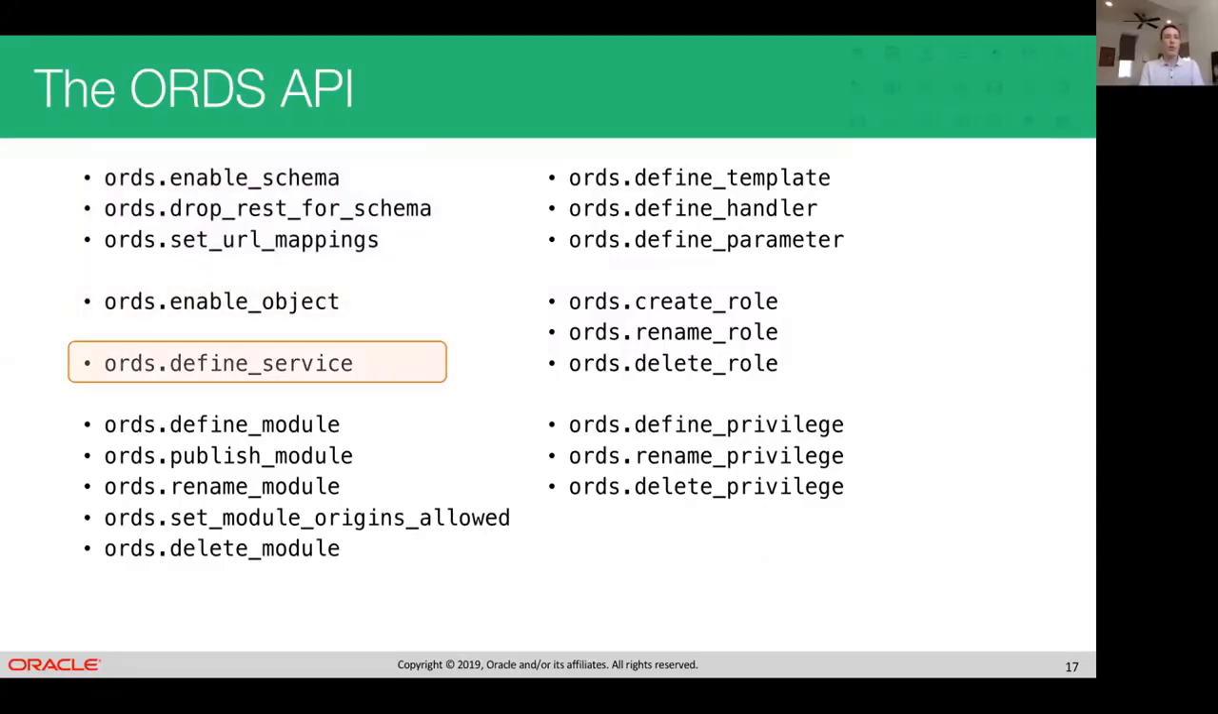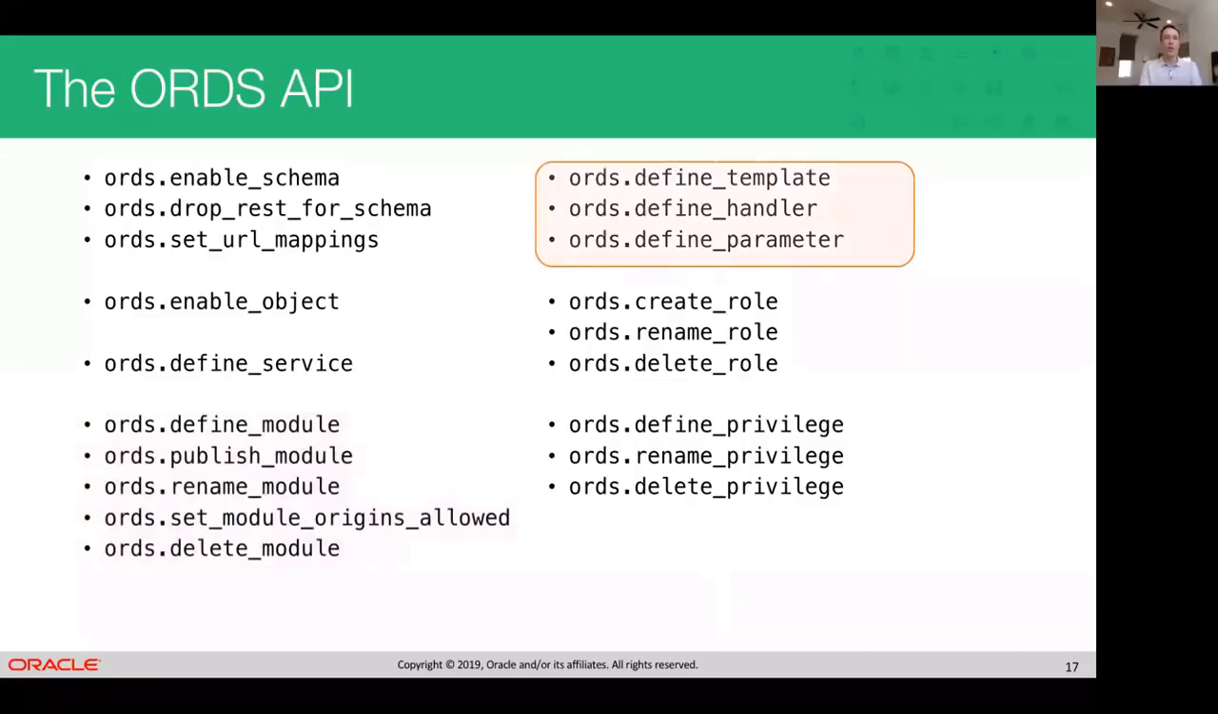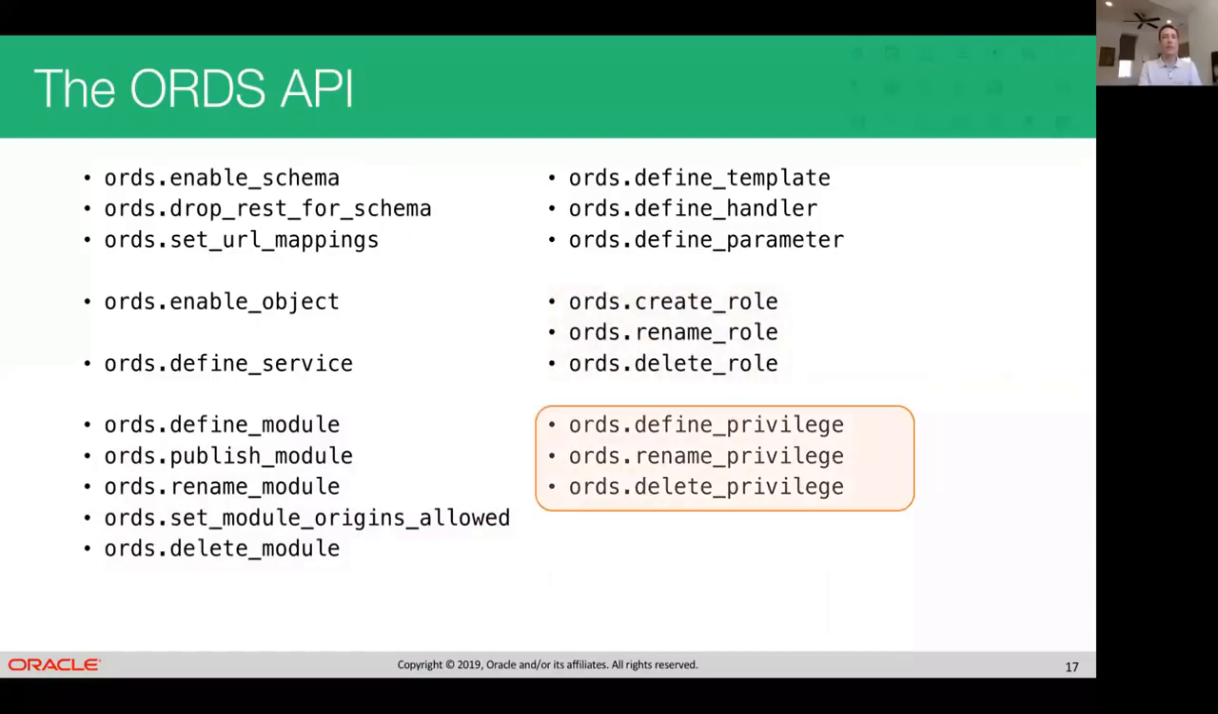The next two, define service and define module and template and handlers and whatnot, there's a shorthand and a longhand for this, and I'll show you this a little bit later, but basically this is what allows you to manually define the services. So you define the module and then the template, handler and any parameters you want. Then for security, you have creating roles, deleting roles, renaming roles, and then defining privileges, renaming them, and deleting privileges. And we'll talk about how all those relate to security here in a little bit.